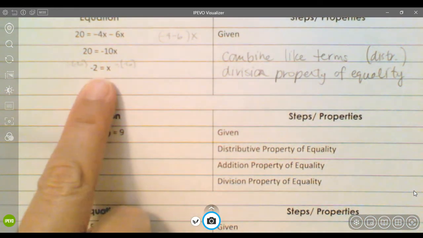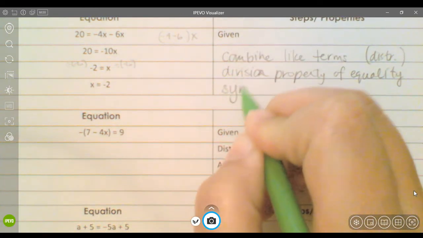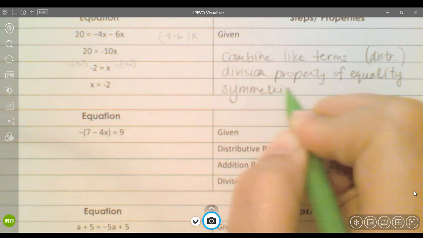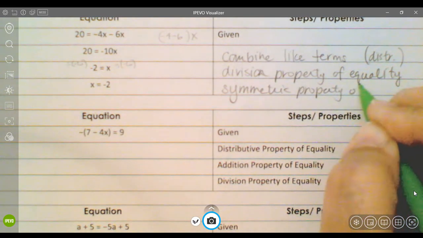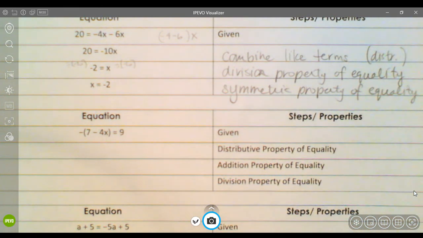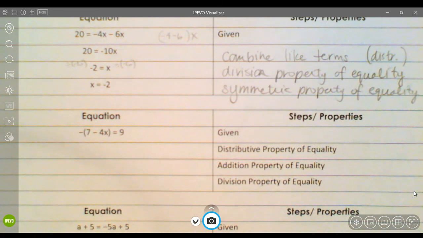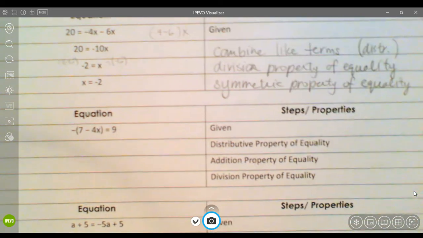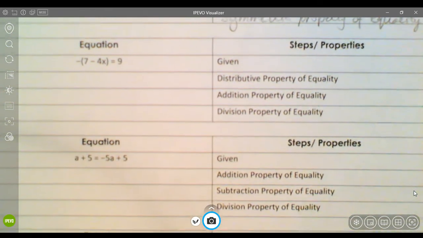And now I went from -2 equals x to x equals -2. And this is the symmetric property of equality. Okay, again, the symmetric property, you've been doing that for years. It lets you turn around or reverse the parts around an equal sign.